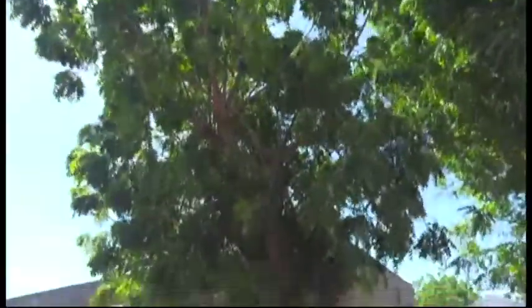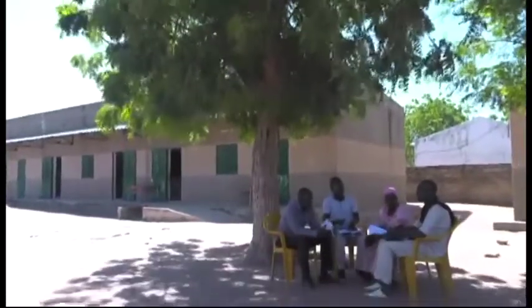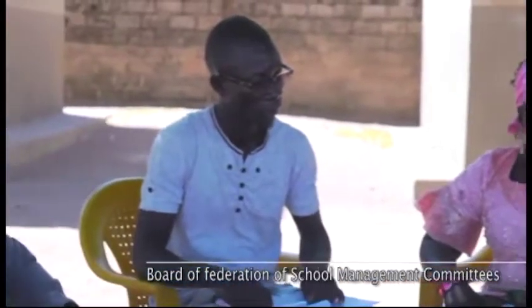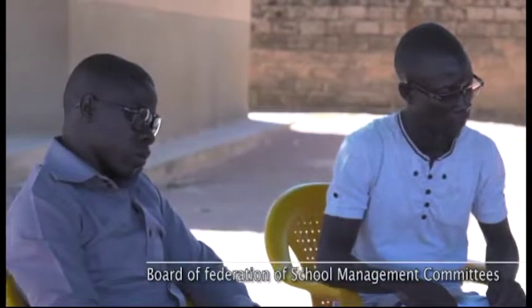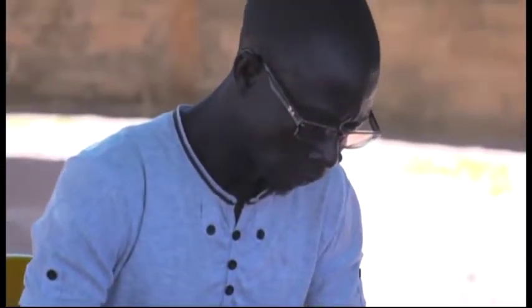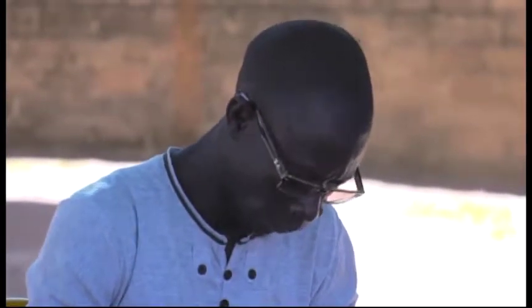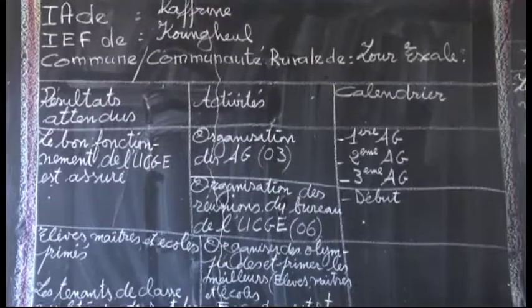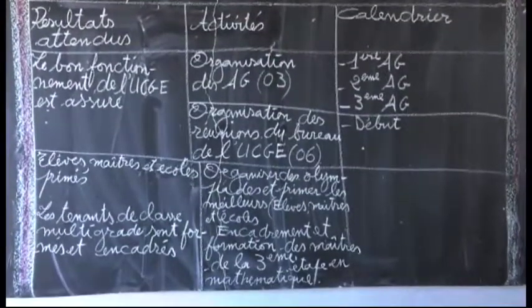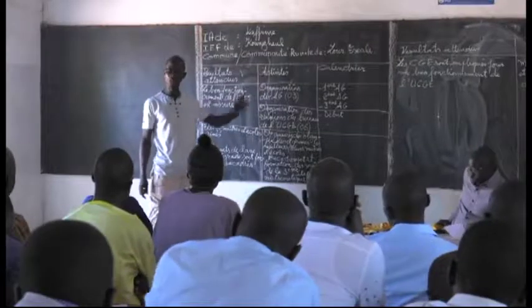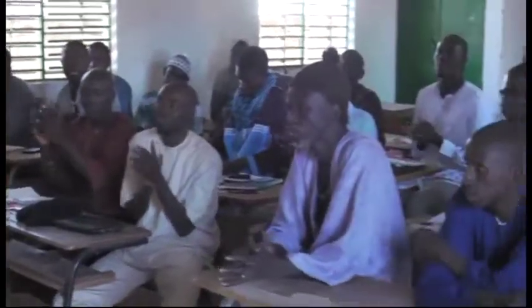Now let's look at the activities of the Federation of School Management Committees. The Board of Federation of School Management Committees draws up a draft of an annual action plan for local educational development, including monitoring of school management committees. After this draft plan is approved at the General Meeting, which brings together representatives of regional school management committees, activities are then implemented in accordance with the plan.